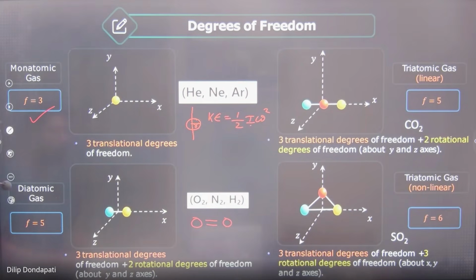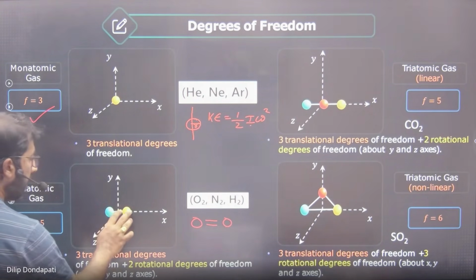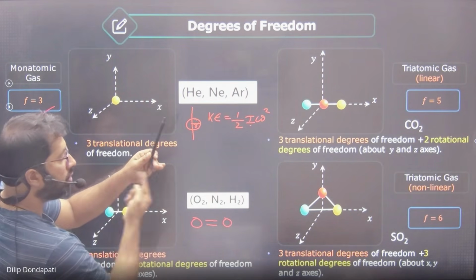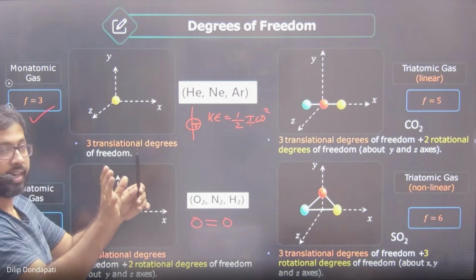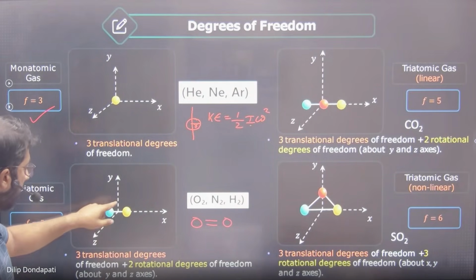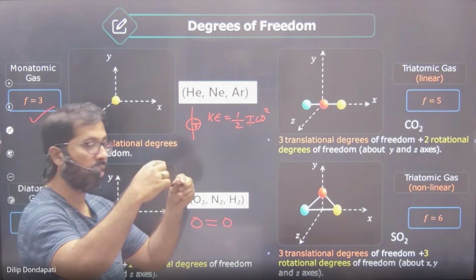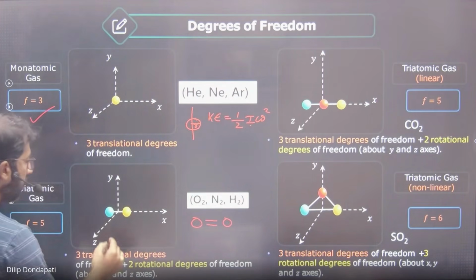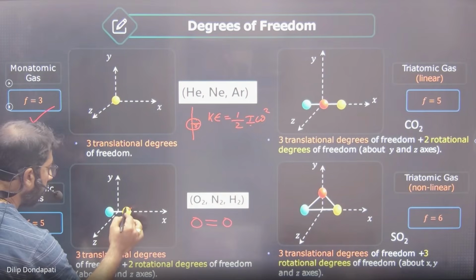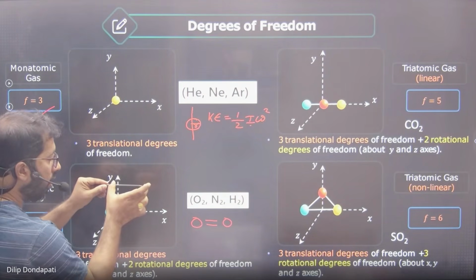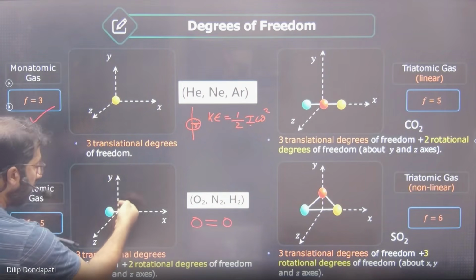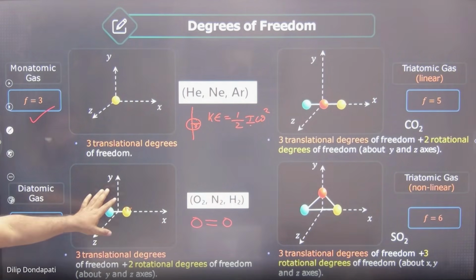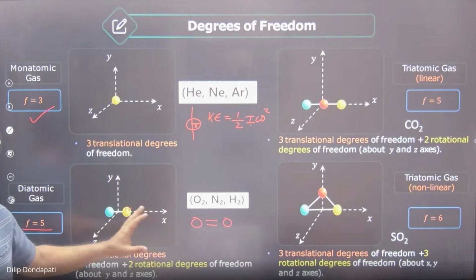Now coming to rotational kinetic energy. It can rotate about the y direction, like this, which means it has kinetic energy, half I omega square. It also rotates about the z direction, like this, and also has kinetic energy. But about the x direction, r is very small, the bond has to rotate like this, and the moment of inertia is very less. We neglect that one. That means we have how many kinetic energies? 5. So the degree of freedom is 5.